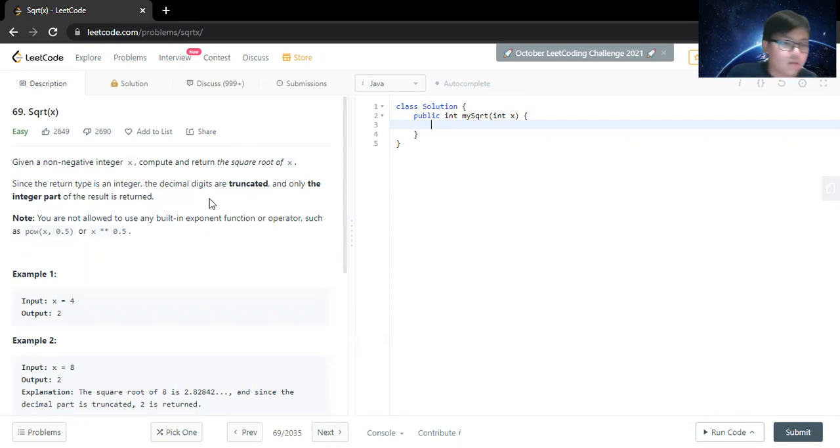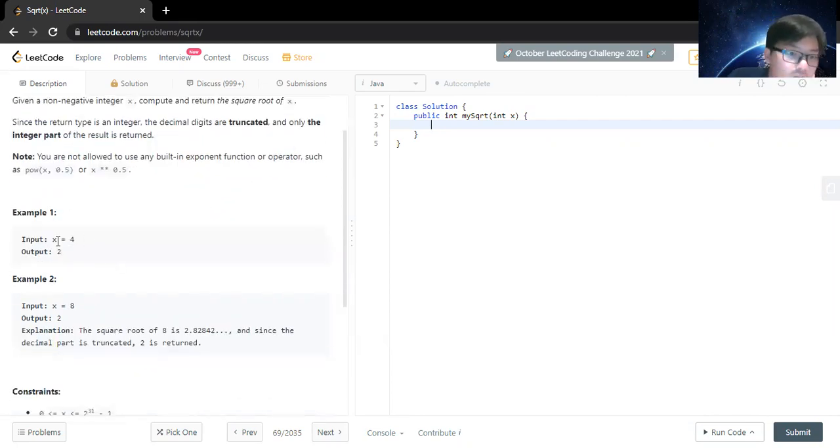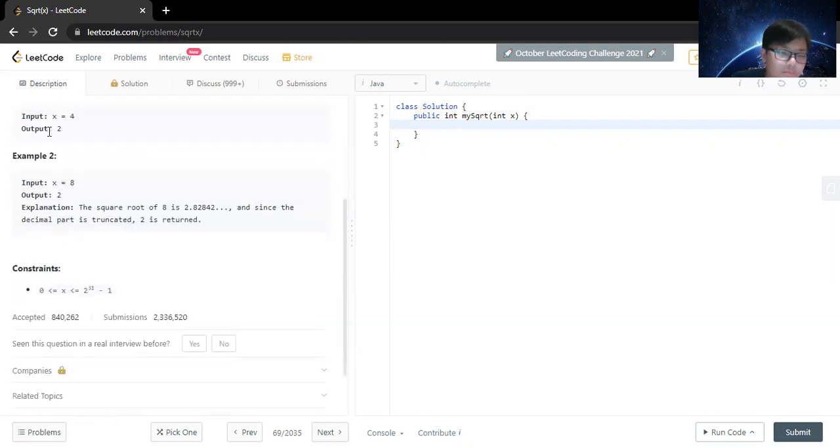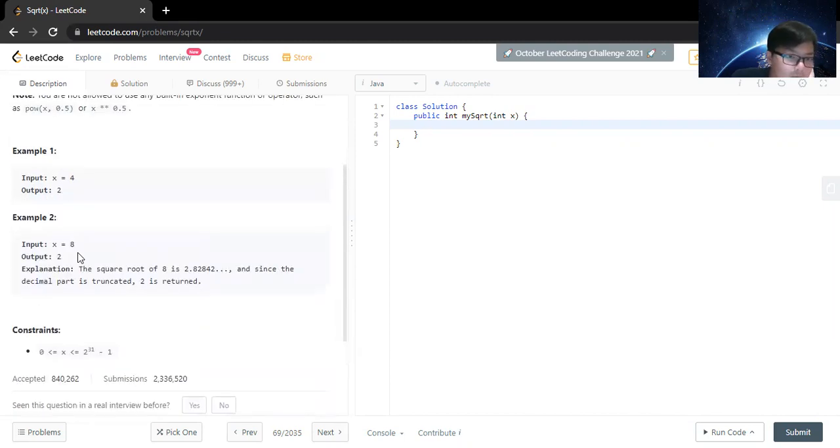So then we'll look at the examples. In example 1, you have x equals 4. The square root of 4 is 2, and that would be your output. For the second example, x equals 8. We know that you can't get an exact square root of 8, so the output will be 2. Why? Because the square root of 8 is about 2.8, and since the decimal part is truncated, 2 is returned. That means it rounds down. No matter how high the decimal is, it's always going to round down.